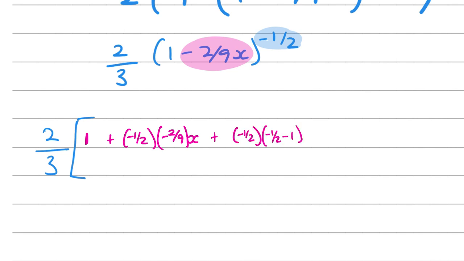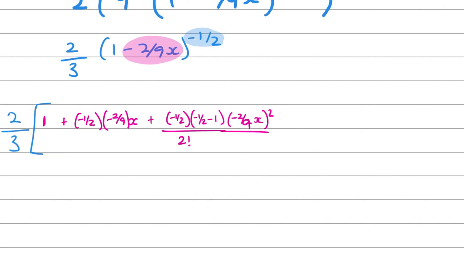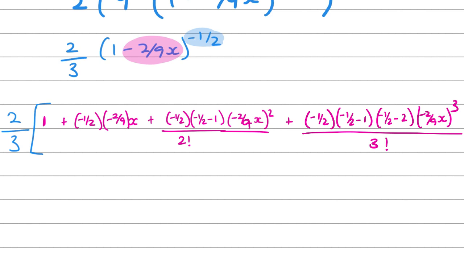n minus 1 over 2 factorial times x squared, plus n, n minus 1, n minus 2, x cubed all over 3 factorial.